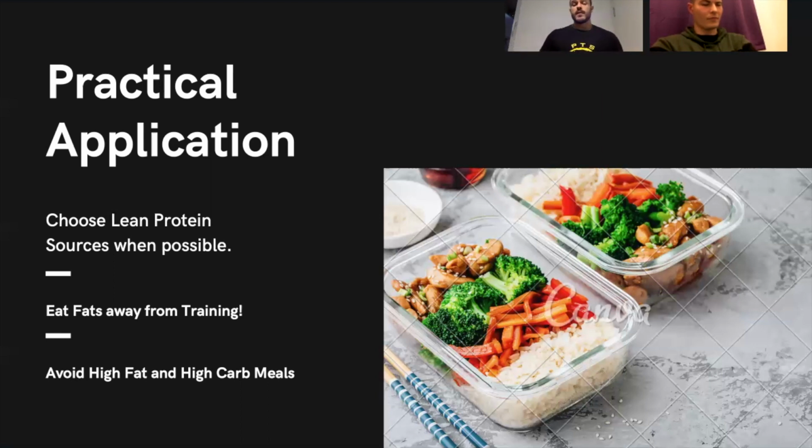After training is pretty much the same concept. We want to make sure that the meal we have is going to be quick to repair the muscles and give us the energy for recovery. So if we eat fats in that meal, it's going to slow it down, which is not ideal. So before and after training, we want to minimize the amount of fats that we eat.